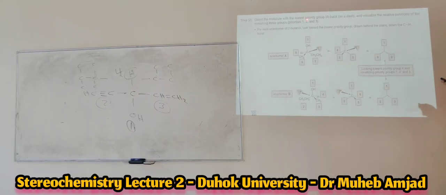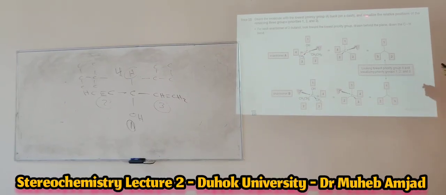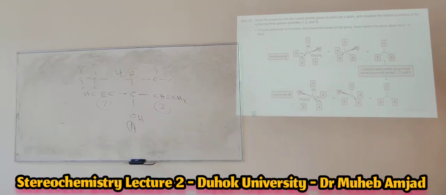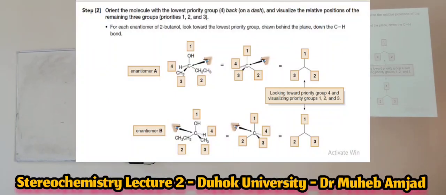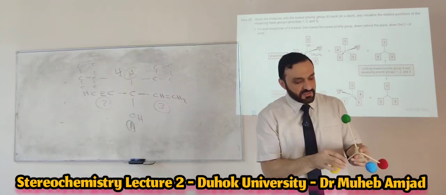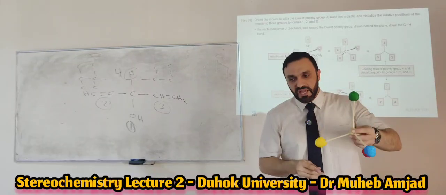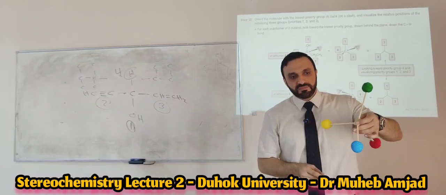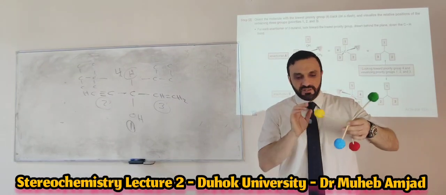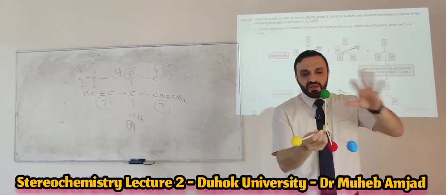Orient the molecule with the lowest priority group in back, on the dash, and visualize the relative position of the remaining 3 groups. He said, look. Choose any color, it will be the hydrogen. You have to select the color. For example, yellow. Okay, this is the yellow, the hydrogen, and these are the 3 different groups.